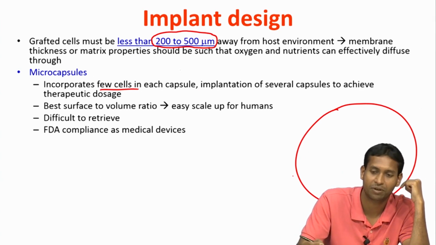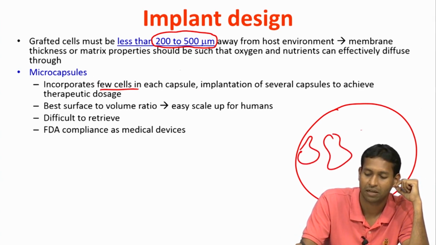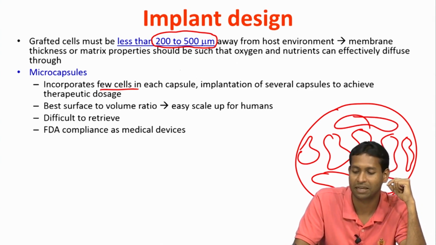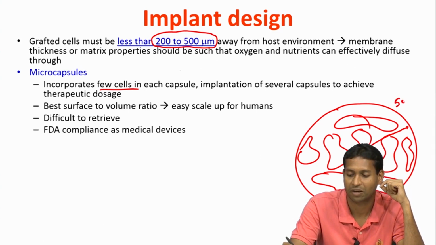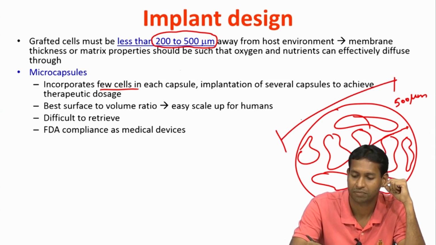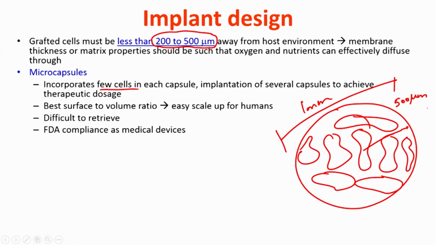and let us say your cell is about 10 micron, then you can encapsulate quite a few cells, not millions of cells, but at least each capsule can have quite a bit of cells, and then each of these cells is not more than 500 micron away. So, if you make it 1 millimeter, all the cells are within 500 micron of the edge.